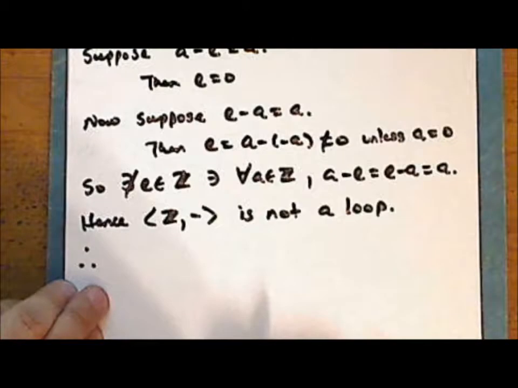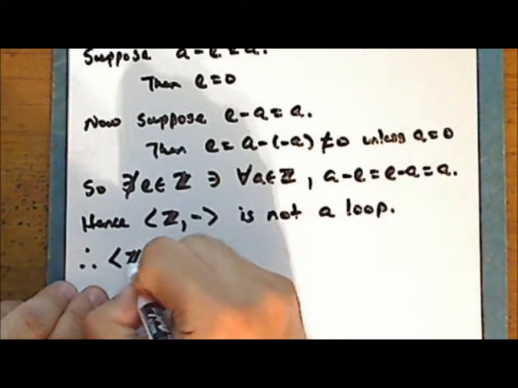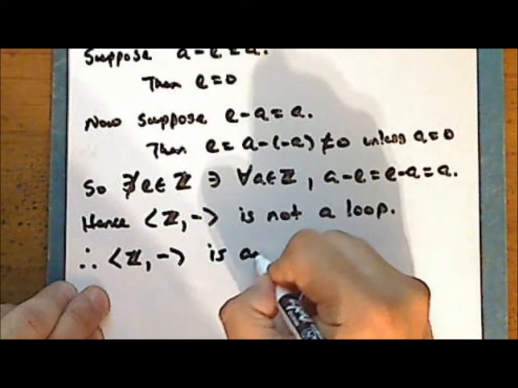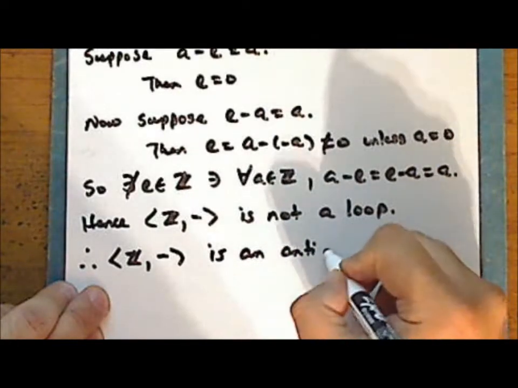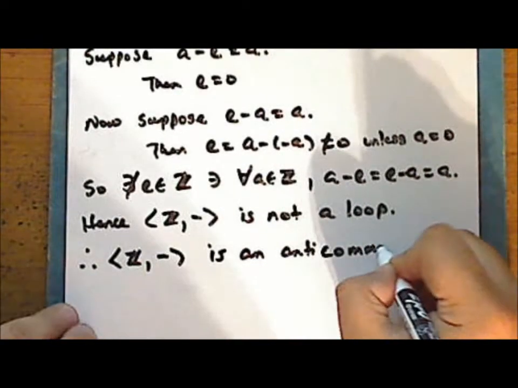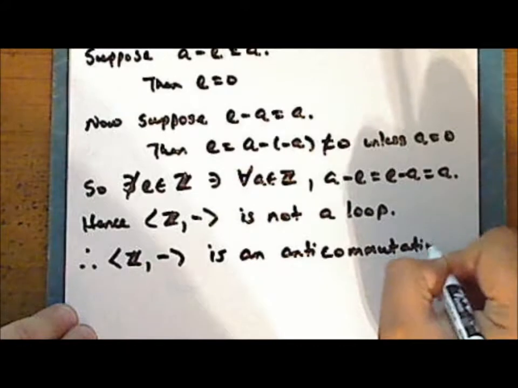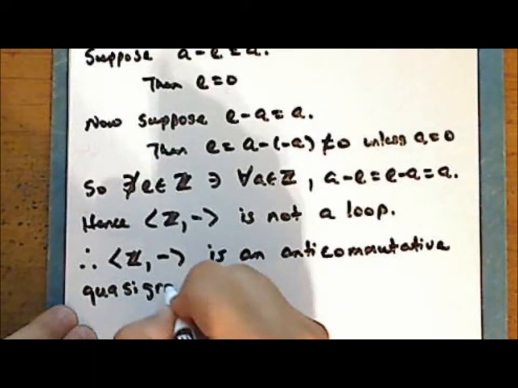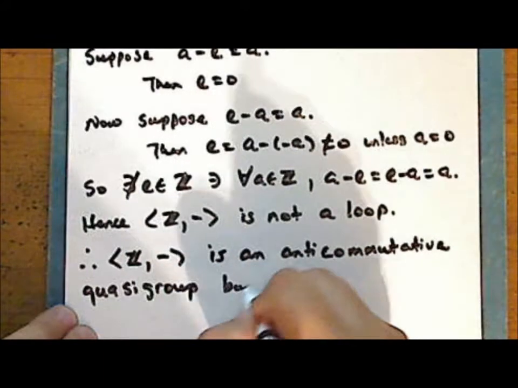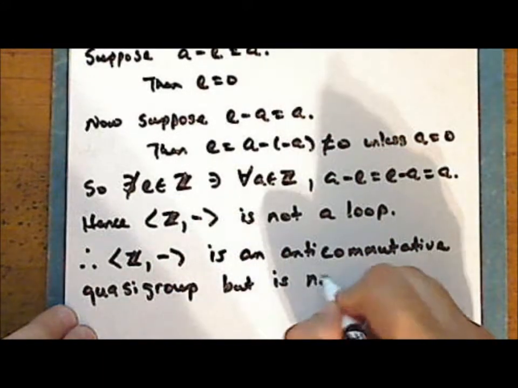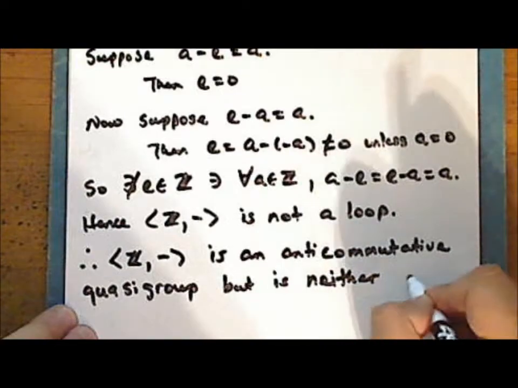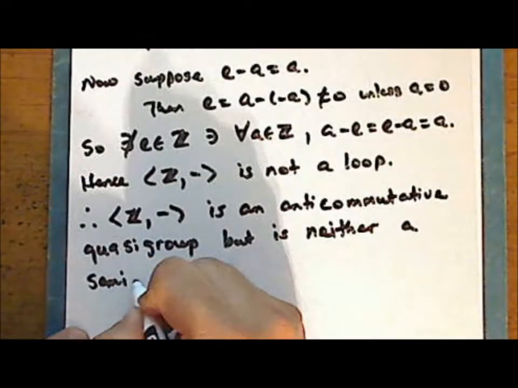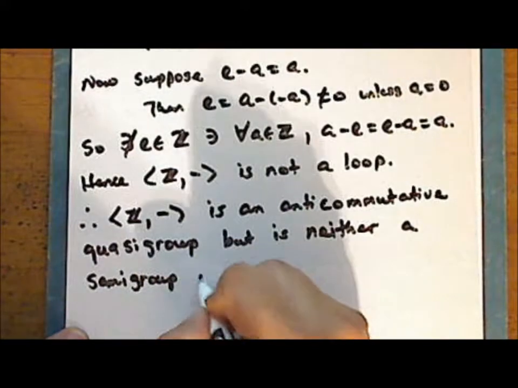So we have demonstrated that the integers under subtraction is an anti-commutative quasigroup, but is neither a semigroup nor a loop.